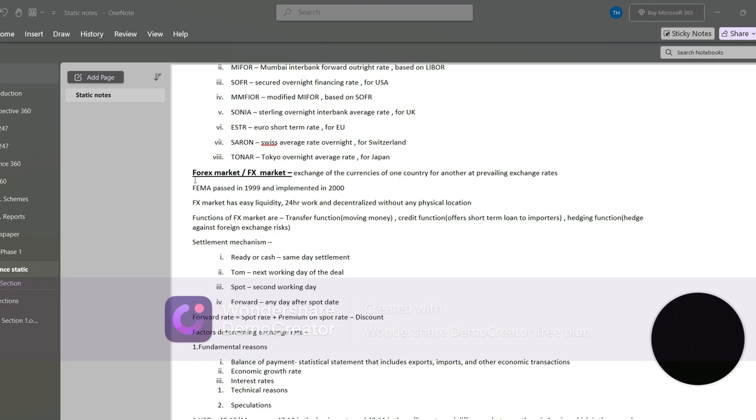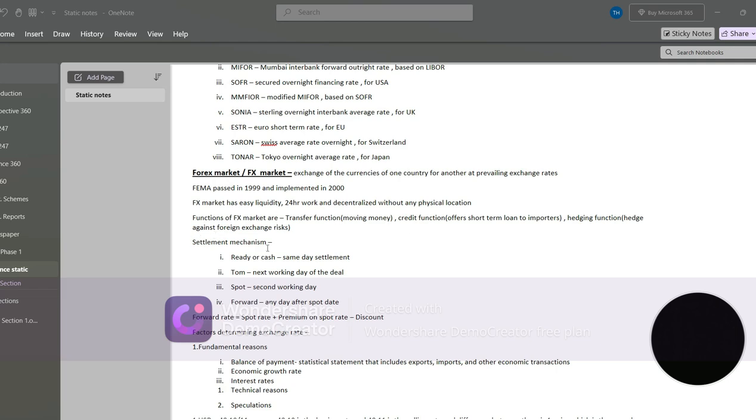The Foreign Exchange Management Act was passed in 1999 and implemented in the year 2000. The Forex market has easy liquidity. It works 24 hours, is decentralized, and does not have any physical location. The main functions are transferring of money, credit function, like offering short-term loans to importers, and hedging function. Hedging basically means averting the risk, so it hedges against foreign exchange risk.